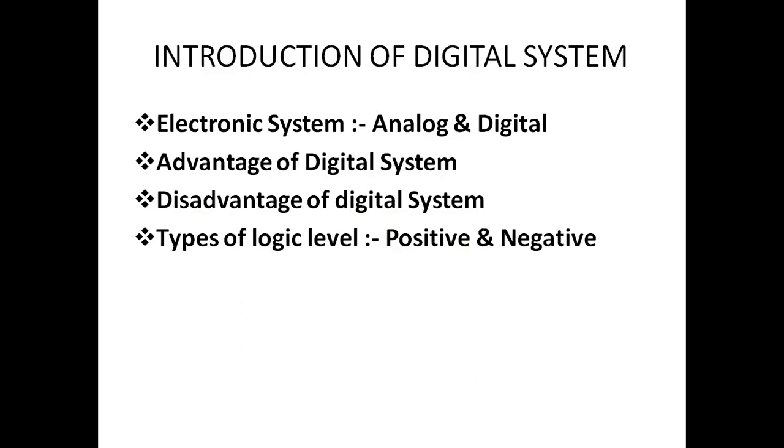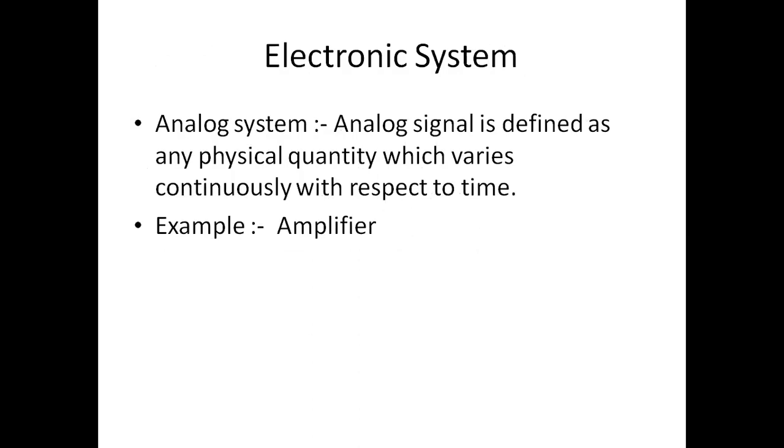Systems are basically of two types, analog and digital. In an analog system, we apply an analog signal, and an analog signal is defined as a physical quantity which varies continuously with respect to time. An example of an analog system is an amplifier. In the amplifier, we amplify the analog signal and get it at the output.